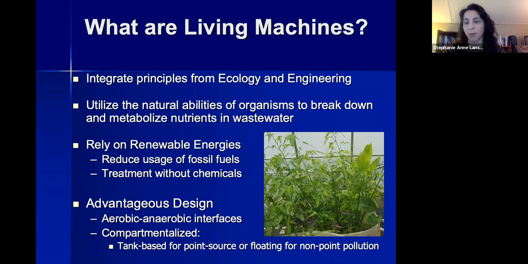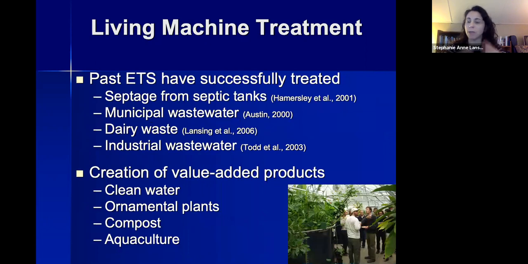And normally they're going to be treating without the use of chemicals, flocculants, or other things to assist in the wastewater treatment process. Their advantages, again, the idea of these aerobic anaerobic interfaces can help with the denitrification process and the degradation of carbon. Also, it's compartmentalized. So you often have these tank-based systems. If you're coming from one place, if it's a point source pollution, then you'll have different tanks that it goes through. But for non-point source pollution, you can even have these floating living machines that can deal with more non-point source pollution.